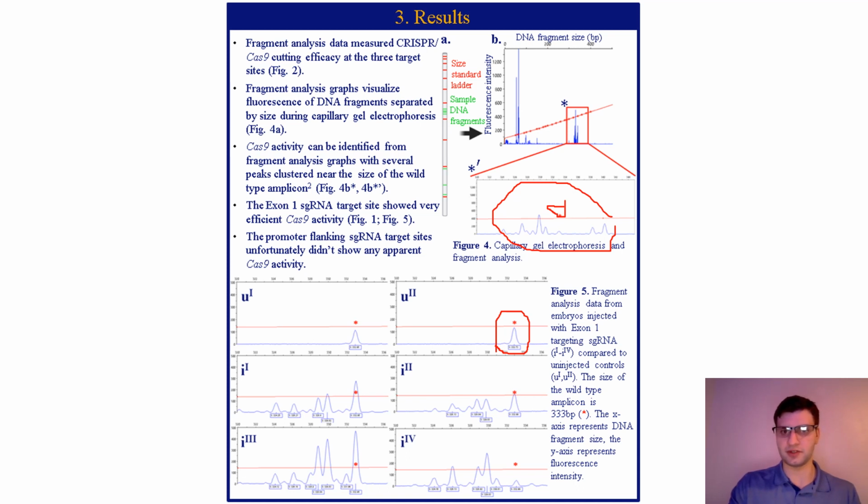While this was unfortunate, fragment analysis data from a single surviving fish injected with the exon 1 guide RNA showed promising but inconclusive results. And in a bout of last-minute desperation, I did a large run of exon 1 guide RNA injections to try and see if I could finally get some samples with clear Cas9 activity. Fortunately, of the 15 injected samples prepared for fragment analysis, 12 of them showed clear Cas9 activity, with these cluster peaks surrounding the sides of the wild-type amplicon that you can see in Figure 5, which was awesome.